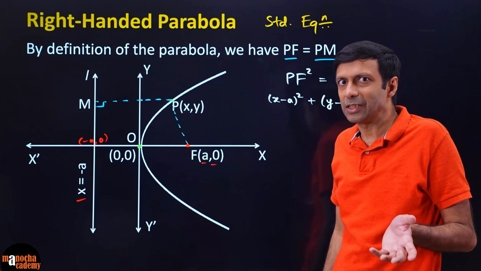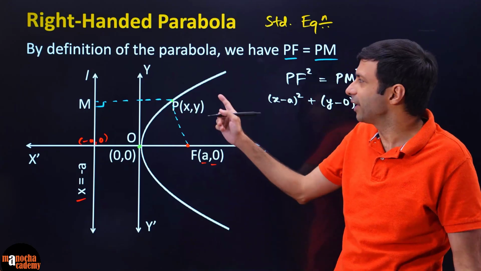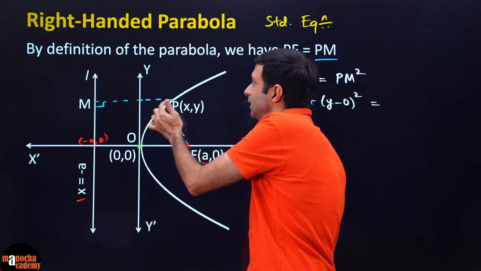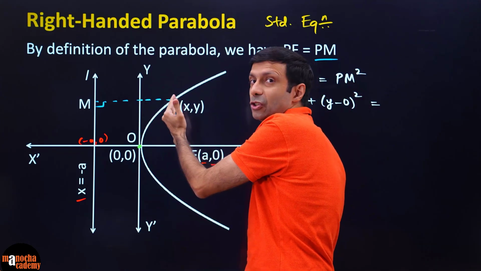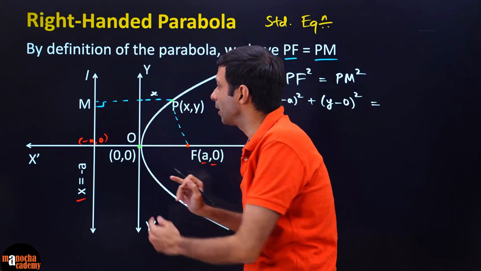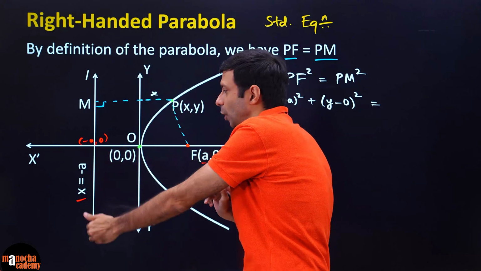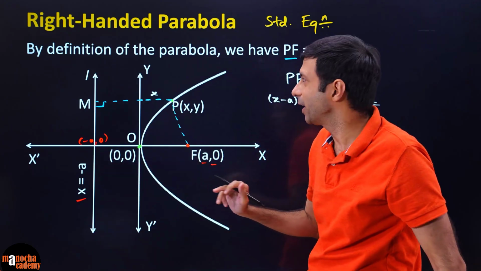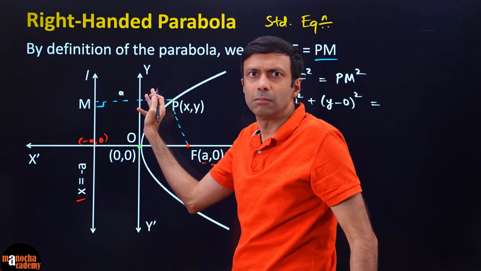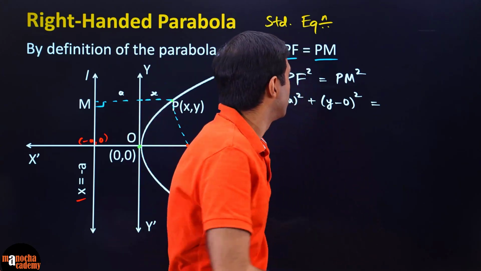Do you need to use the distance formula here? No. You can directly look at the diagram. You can see this distance is x, right, from the y-axis to P. This part is x and this part is a, because the directrix is at x equal to minus a. So do you guys agree with me that PM is going to be x plus a? That's it.